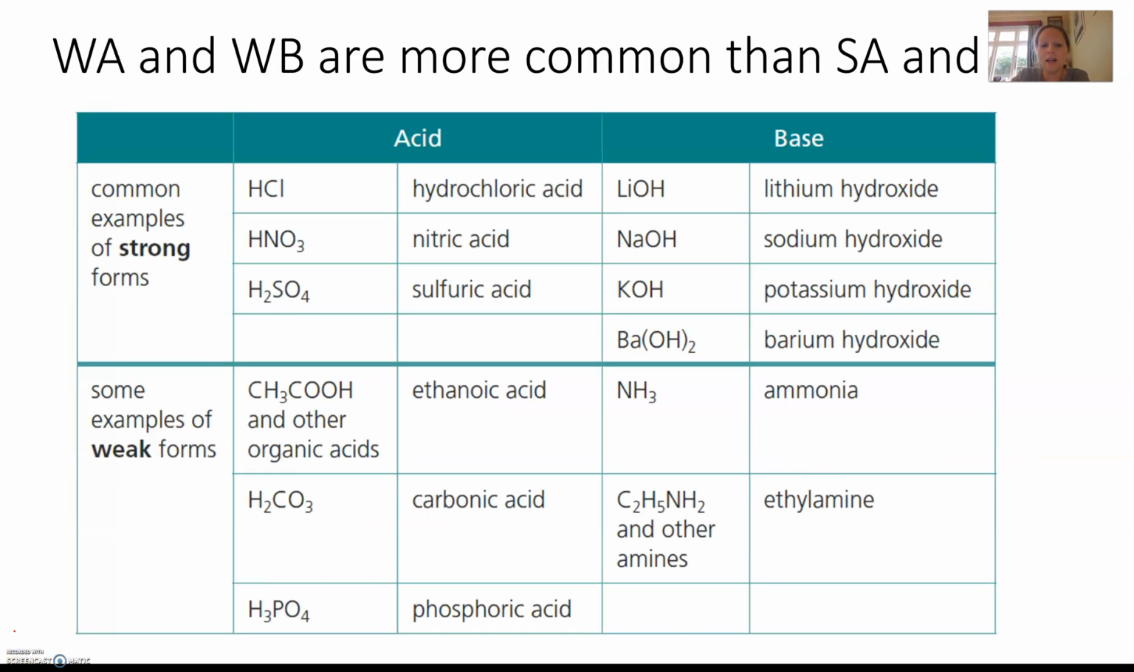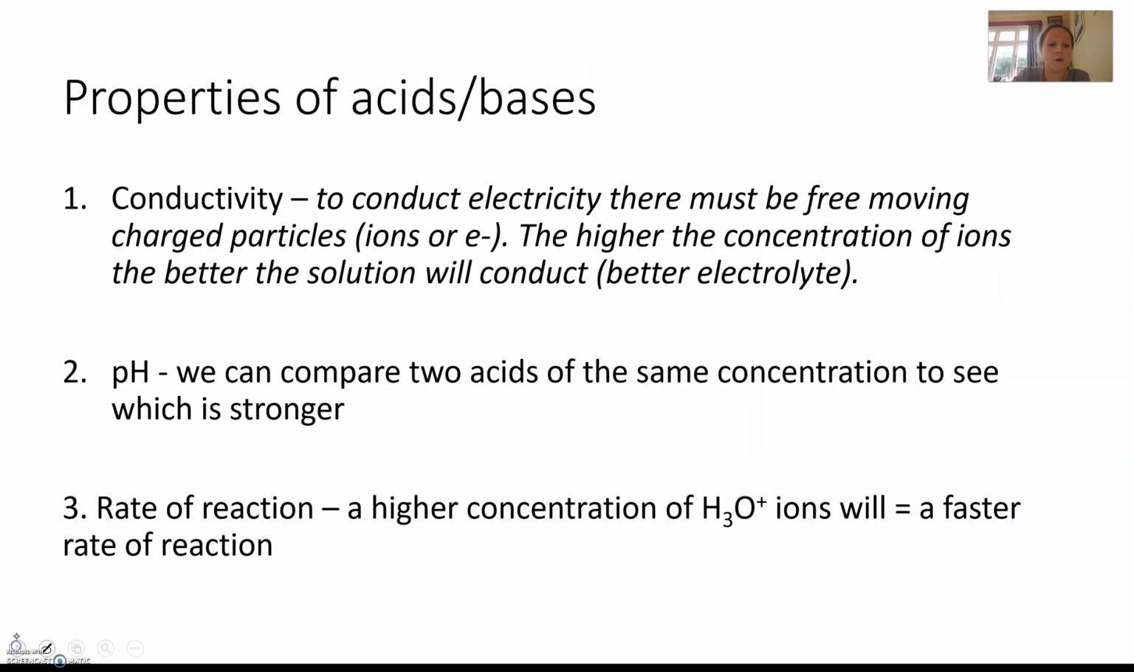So here are some common acids and bases, and we've seen these before. Okay, properties of acids and bases. The key properties that you could get asked about include conductivity, so which would conduct better, a strong acid or a weak acid, or a strong base or a weak base. Now we know that to conduct electricity in chemistry there have to be free moving charged particles, ions or electrons. The higher the concentration of ions, the better it will conduct.